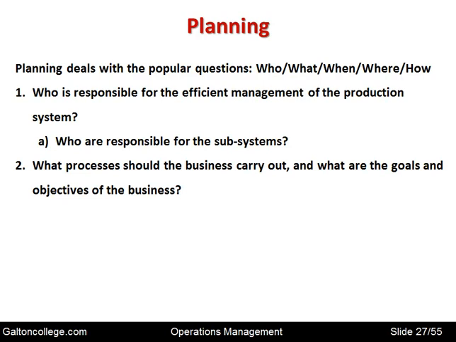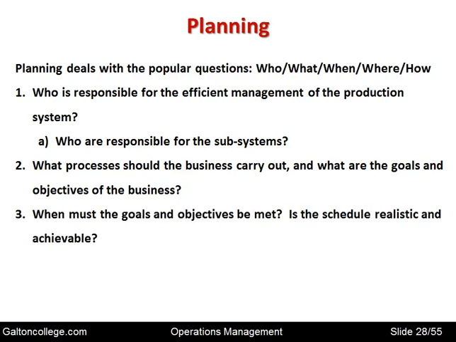What processes should be carried out? And what are the goals and objectives of the business? So what processes in this context means what efficient processes should be carried out? How should orders be dealt with? How should orders be produced and met efficiently? And when should the goals and objectives be met?